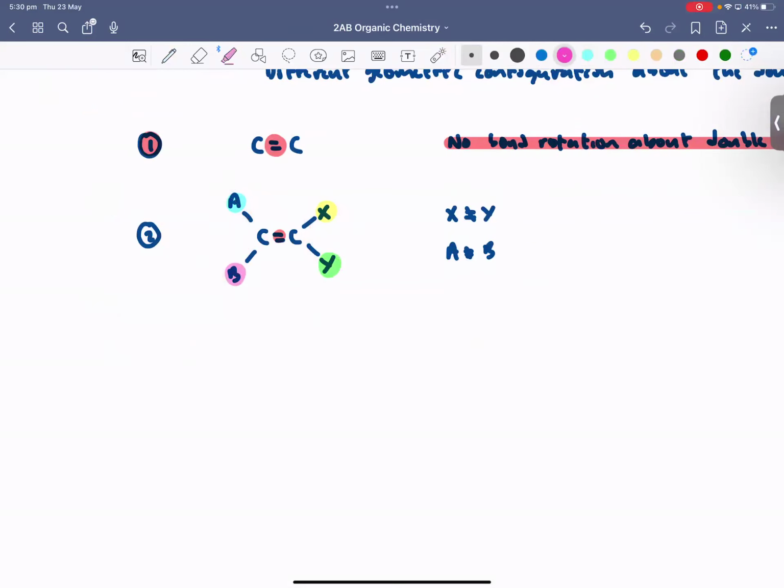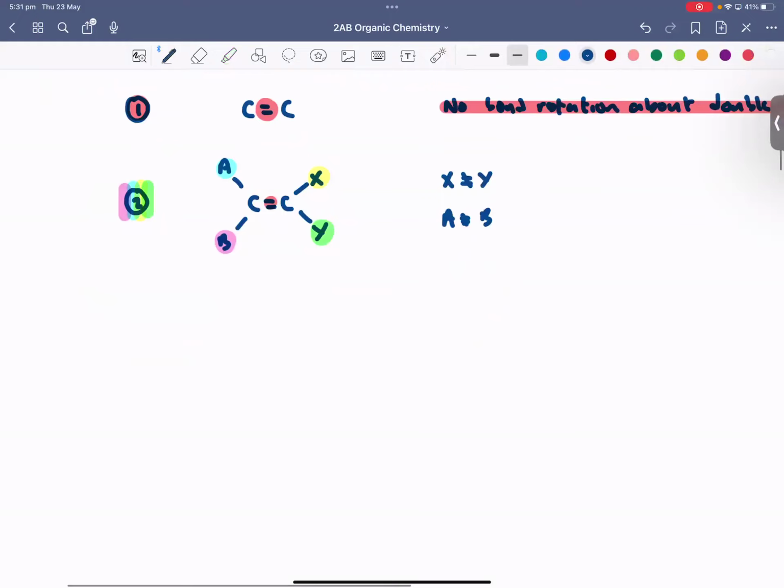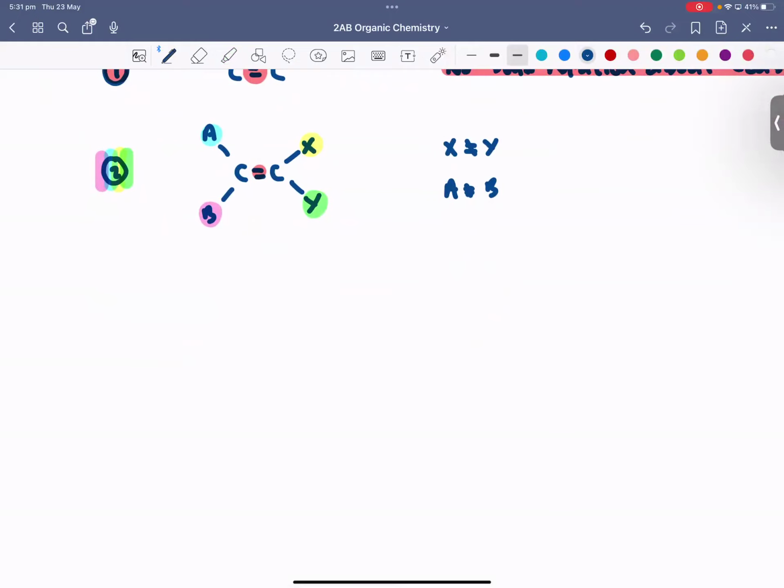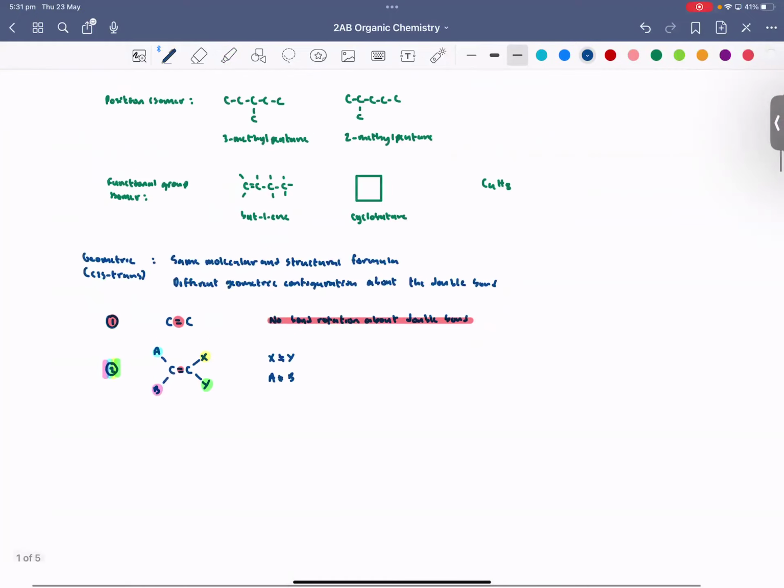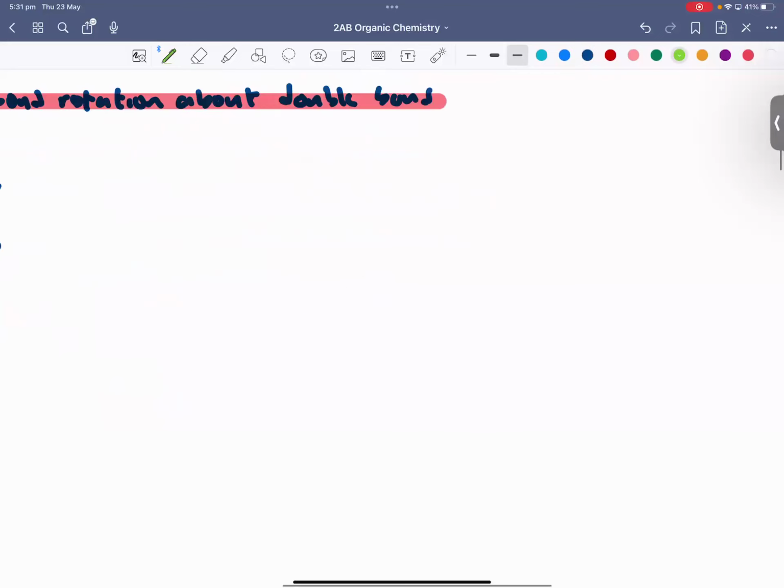Okay, how do I show that to you? You need to have those 4 different things: pink, blue, yellow, green. Okay, that's the requirement. So for example, something like this, I'll give you an example of how this works. This versus this.